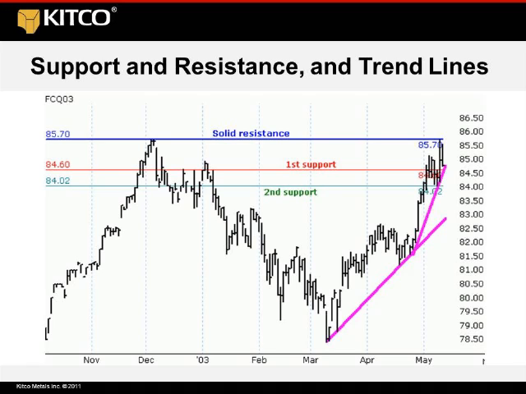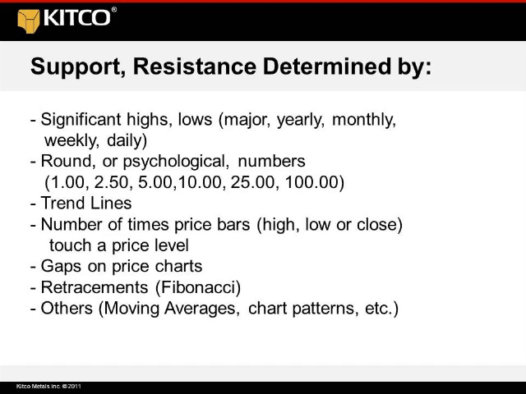Okay, so support and resistance levels, to repeat, are determined by significant highs, lows, major yearly, monthly, weekly, or daily on a chart. One thing I didn't mention was the round or psychological numbers. For example, $1,000 in gold, $1,500 in gold, $2,000 in gold. Those are very key psychological price levels. For example, with today's price in gold, there's psychological support at the $1,600 level. There's psychological resistance at the $1,700 level. Those are just round numbers by which trading orders tend to aggregate and are touched off if those prices are breached.